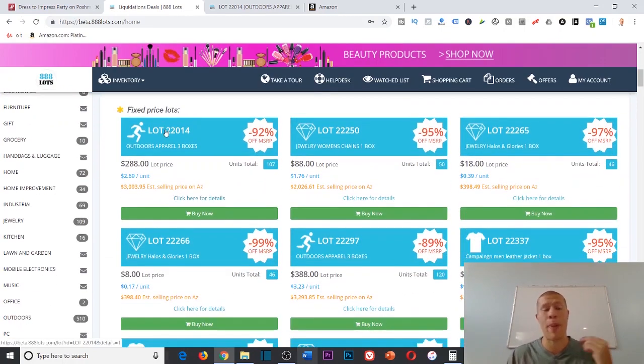So I'll order like a pallet or two, and then, as you see here, like I'm going to run through here in a second, this pallet right here is like $18 for 46 units, or 46 items, and it's 39 cents a unit. Same thing with this one, $8 lot price, 46 items, 17 cents a unit.